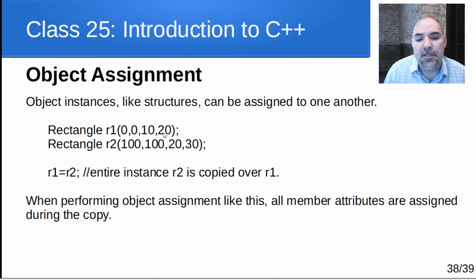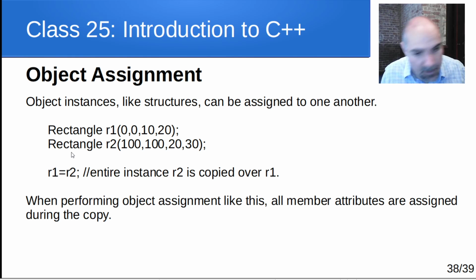When performing an object assignment like that, all the member attributes are assigned during the copy automatically. So we don't have to say R1.x equal R2.x, R1.y equal R2.y, R1.width equal R2.width. We don't have to say all that. We can just say R1 equal R2. It'll copy the entire thing automatically.